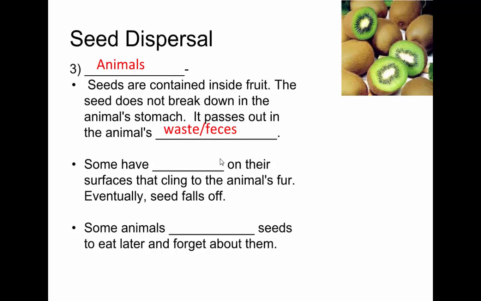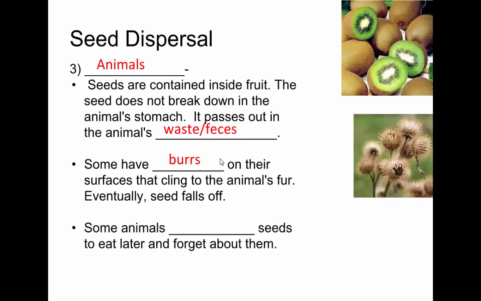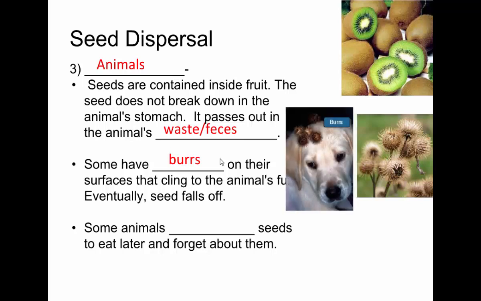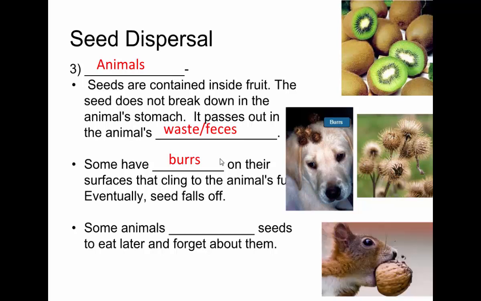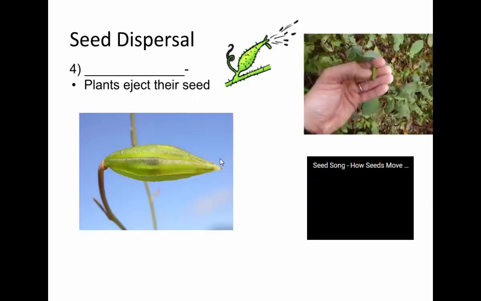Some types of seeds have burrs attached to them, which cling to the fur of animals and get transported from place to place. Eventually those burrs fall off and then they start to grow somewhere else. Nuts, for example: some animals will bury the seeds of certain trees, saving them for a future time when they don't have as much food, but they forget about some of them, can't find them, and then they can grow into another plant.